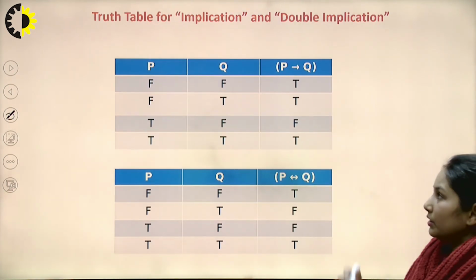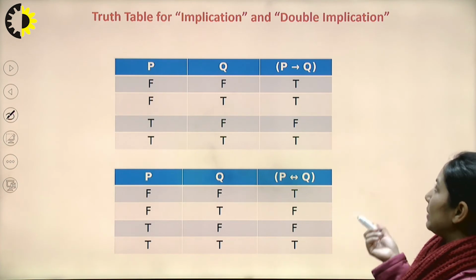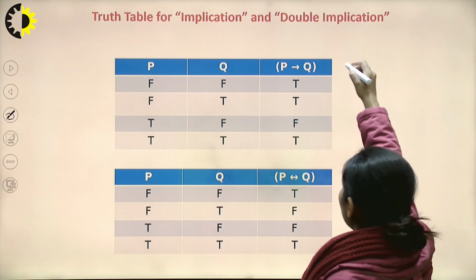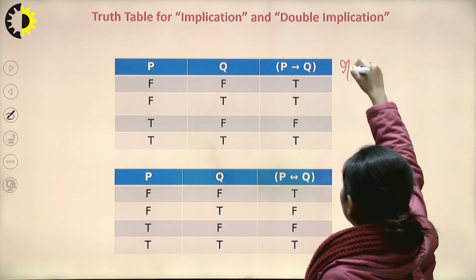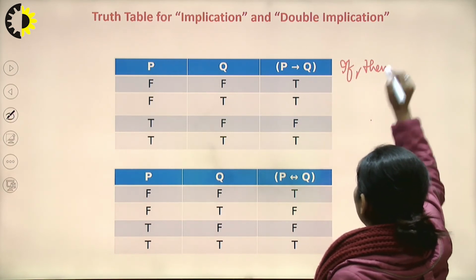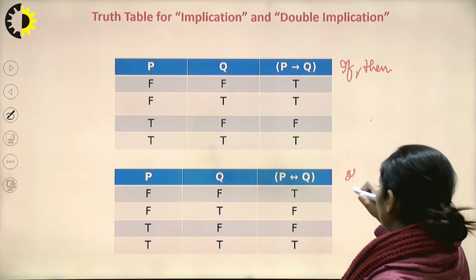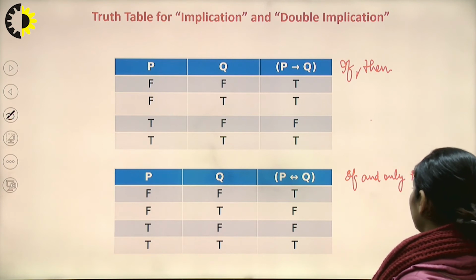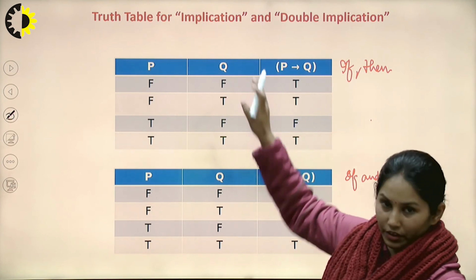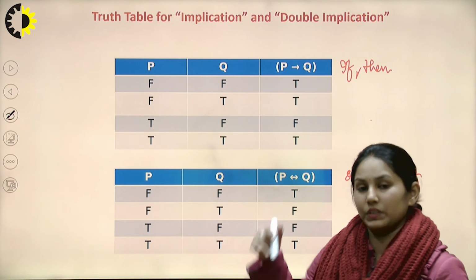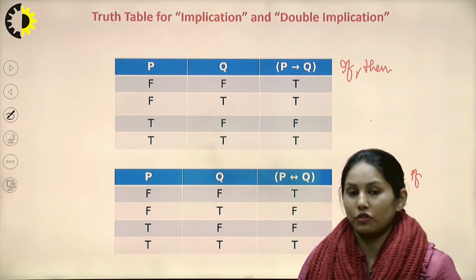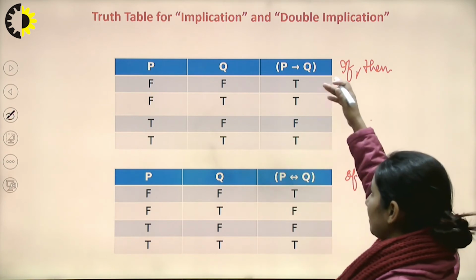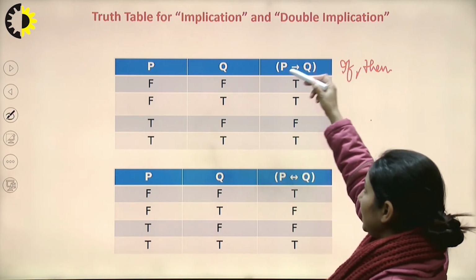Fine. Now, this is the truth table for implication and double implication, or I can say if-then and if and only if. This is for if-then, and this is for if and only if, or you can say implication and double implication, or biconditional.